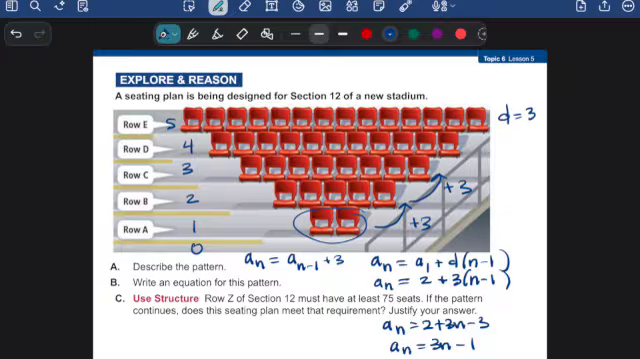Part C, row Z of section 12 must have at least 75 seats. Okay, if it's row Z, what letter in the alphabet is that? Well, that's 26, right? So if we say n is 26, because Z is the 26th letter of the alphabet, then we just plug that into our formula. We're going to evaluate a of 26. Okay, so 3 times n minus 1. And if we do 3 times 26, we get 78 minus 1, so there will be 77 total seats in row Z. That is at least 75.